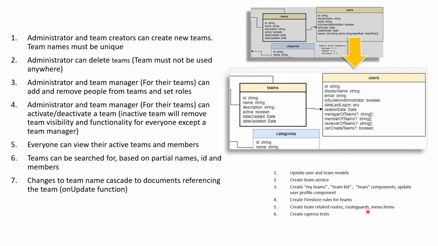Created the routes, route guards, and menu items. I didn't actually need to create the route guards in the end. The way the roles worked for the functionality and the components, I didn't need to control that with route guards. I had enough security with what someone could do in a particular page, and then with the Firestore rules what they could do at the database level. And I still need to create the Cypress tests.